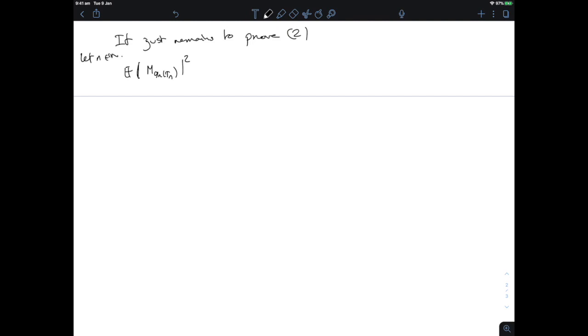Now, Q_n(τ_n) can only take finitely many values. Let's call them k. τ_n could be something between 0 and 2^n. Q_n(τ_n) would be something between s and t in this discretized version of the interval. So what you have is these 2^n possibilities.